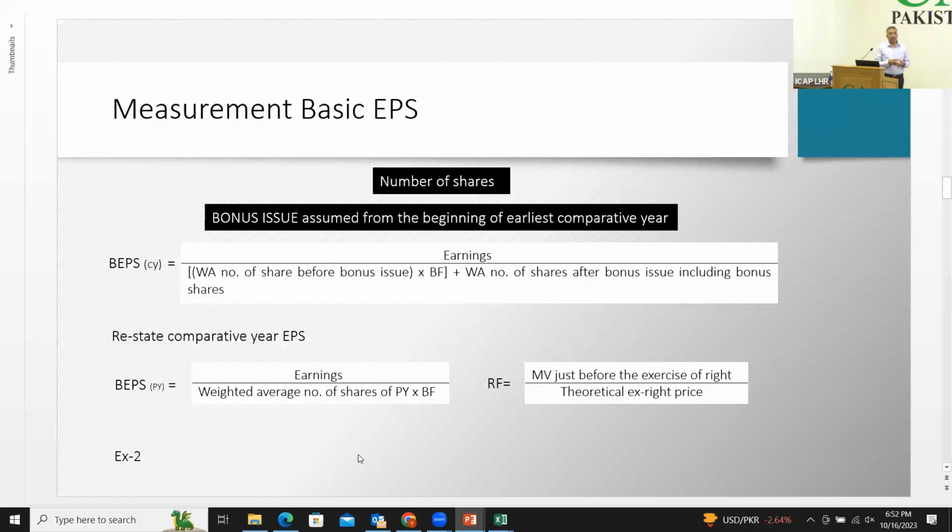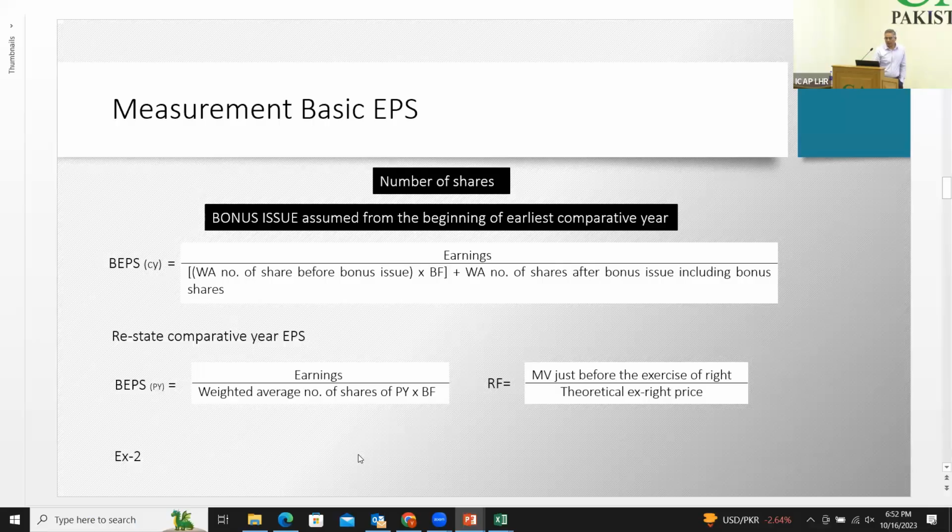IAS 10 also provides a slight piece of information that if a bonus issue is after the year end, that will be an adjusting event for the calculation of EPS. So it's very important that if a final bonus issue, which is normally after the year end, occurs, that will also change your basic EPS of the current year and comparative year. I think we should not go through the example, it's simple.